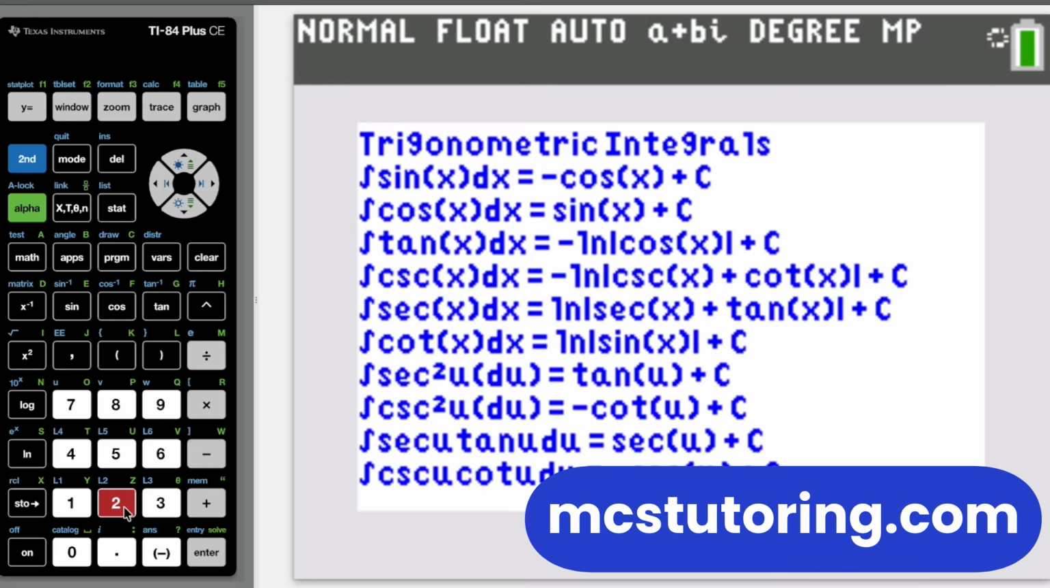We've got trig integrals. So look at that. Oh my gosh, I would hate to have to memorize this again. But you get the drill. You figure it out.